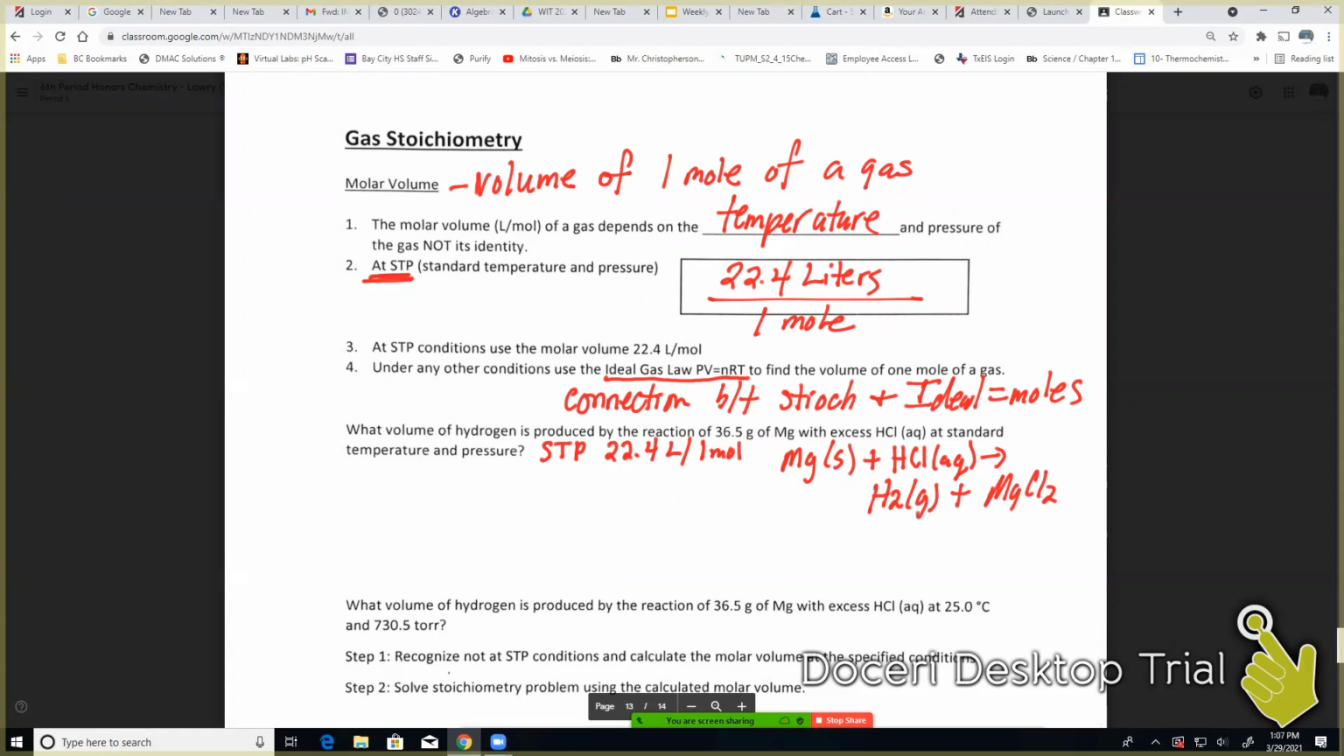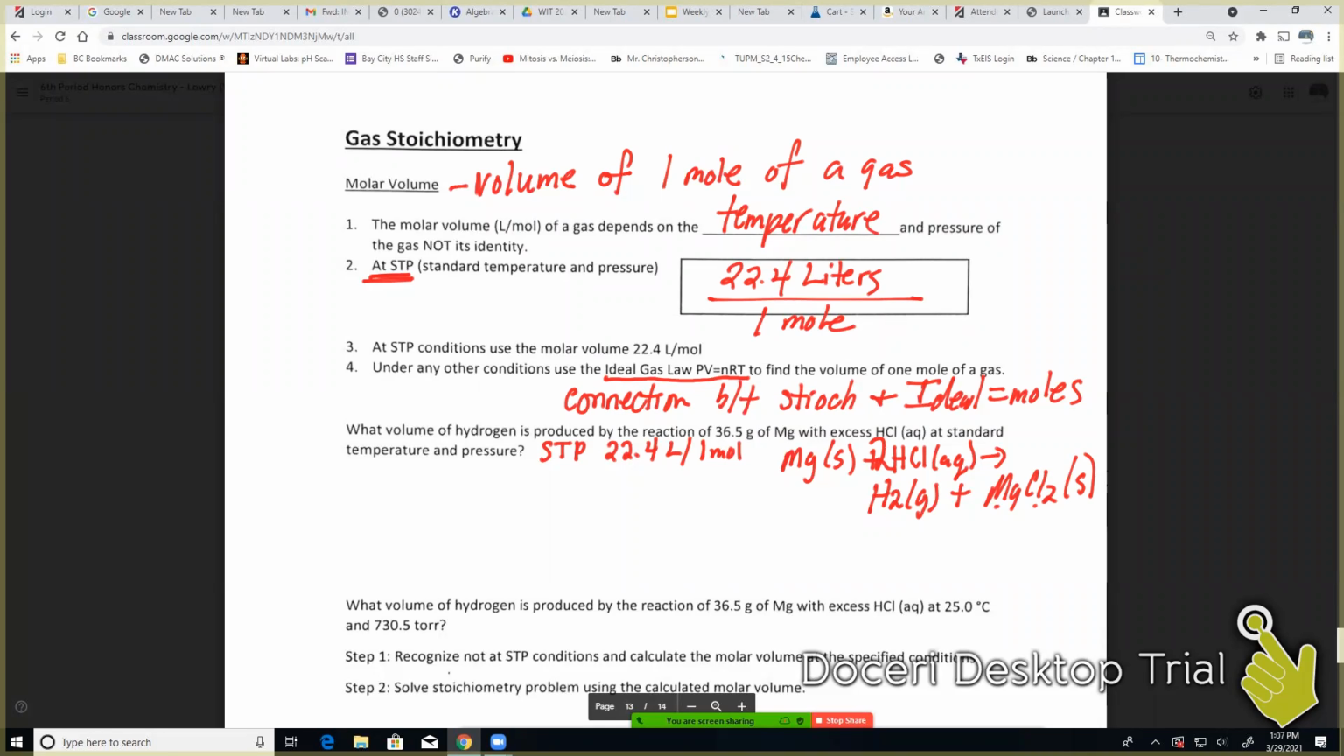So magnesium chloride, does anybody know what state that would be in? It's an ionic compound. Perfect. All ionic compounds are solids. You might want to jot that down somewhere. So that's whether it's just a metal and a non-metal, or it could be a metal and a polyatomic ion, but those are always solids. And then I think we need to put a 2 right here in front of the hydrochloric acid to get it balanced.